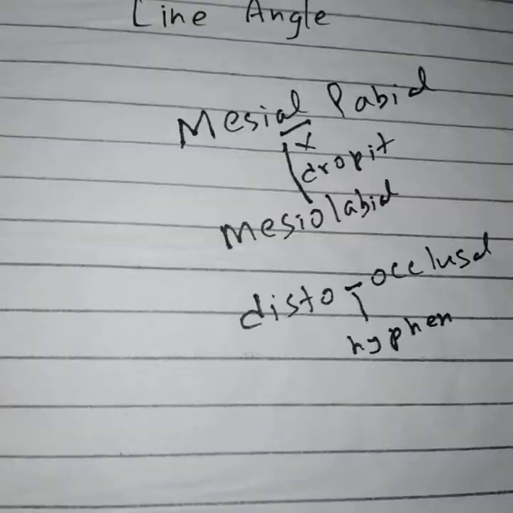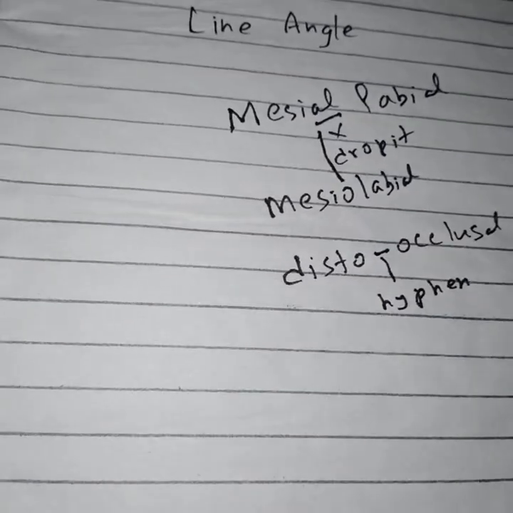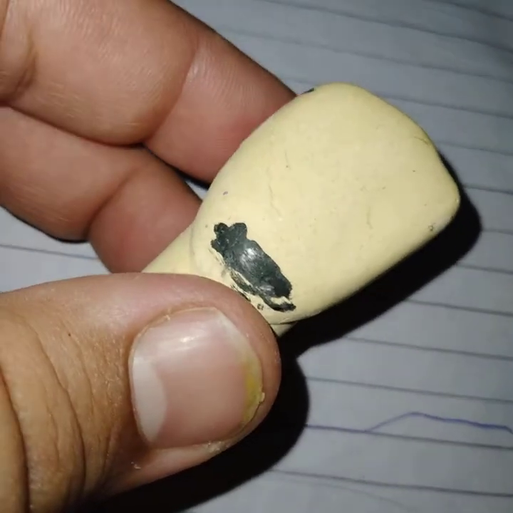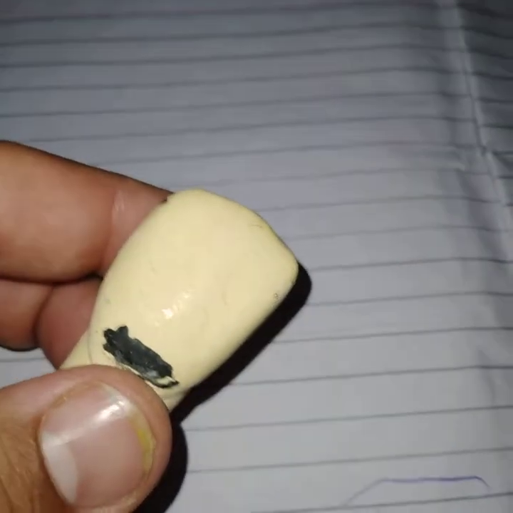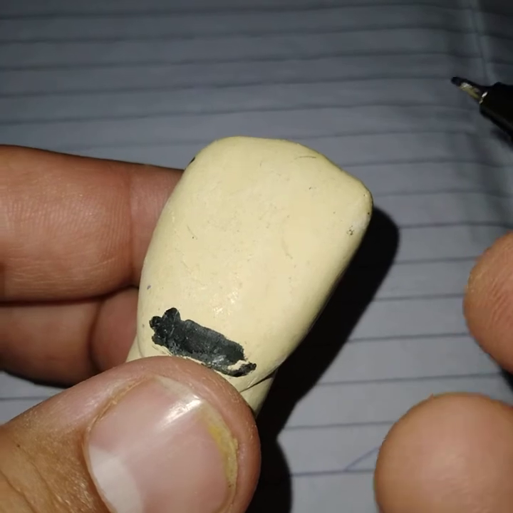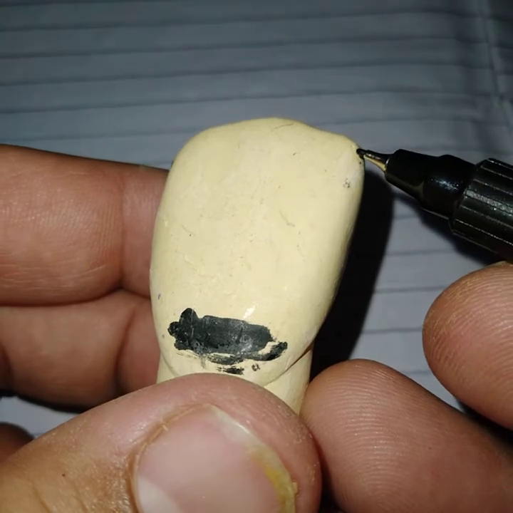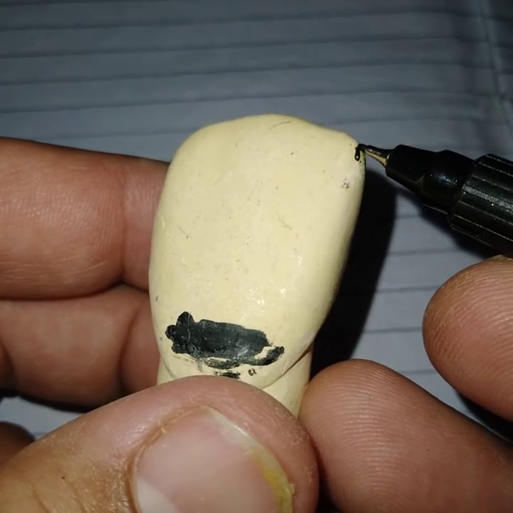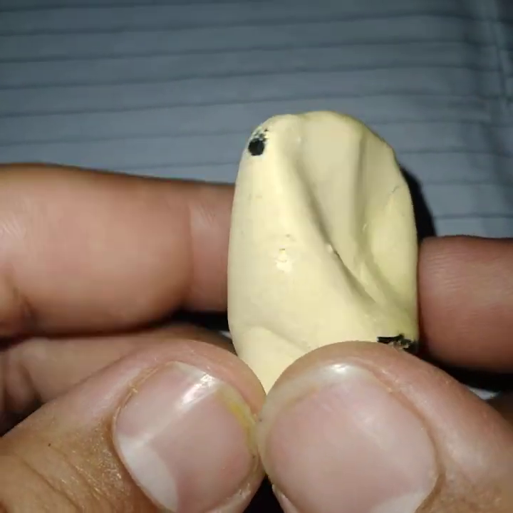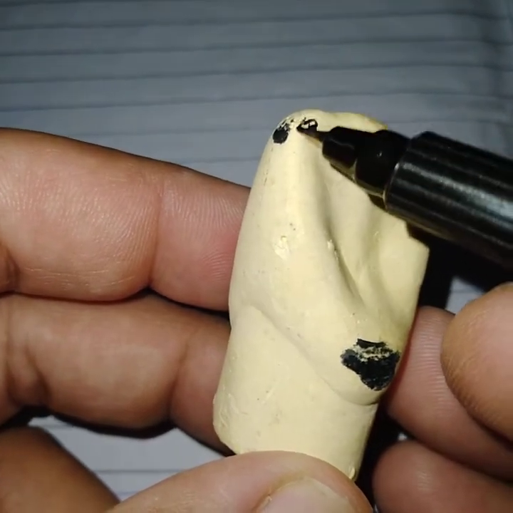The line angle, first is the mesiolabial line angle. The line angle formed between the labial surface and the mesial surface is the mesiolabial line angle. The line angle formed between the mesial surface and the lingual surface is the mesiolingual line angle.